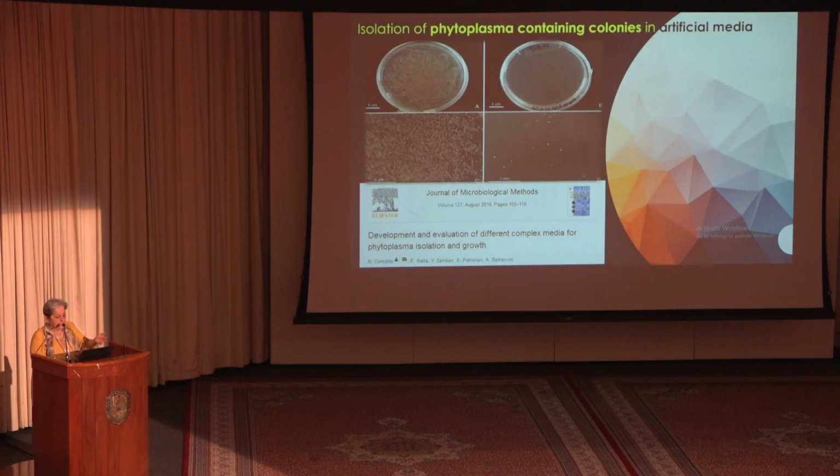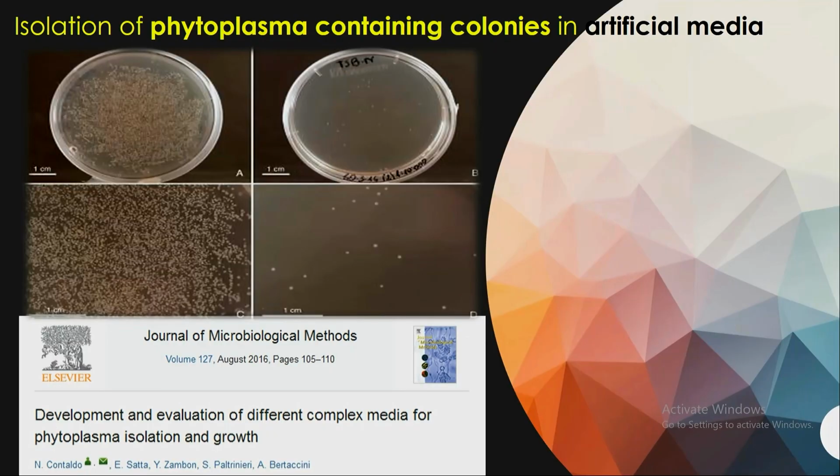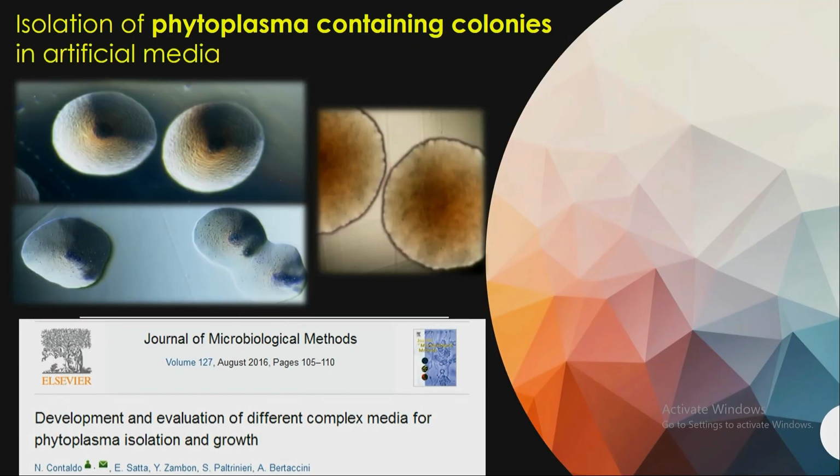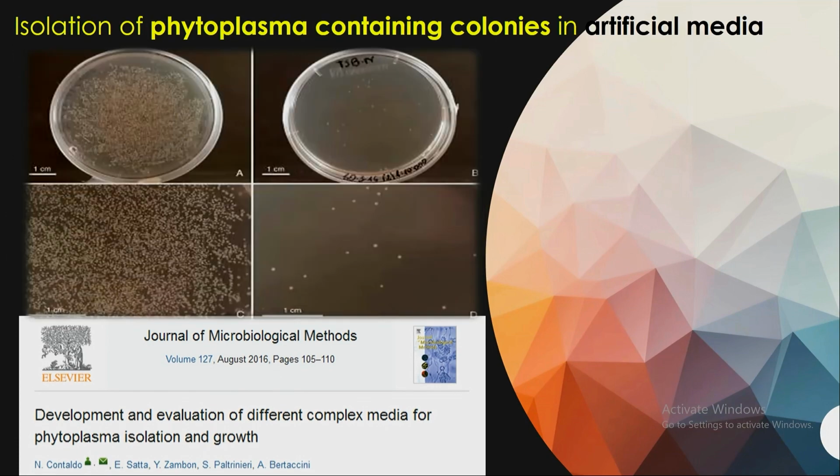And this is still in that paper. You see how they look, because these are pictures of the colonies under the binocular microscope. And these are the dishes. And these are already too much grown.